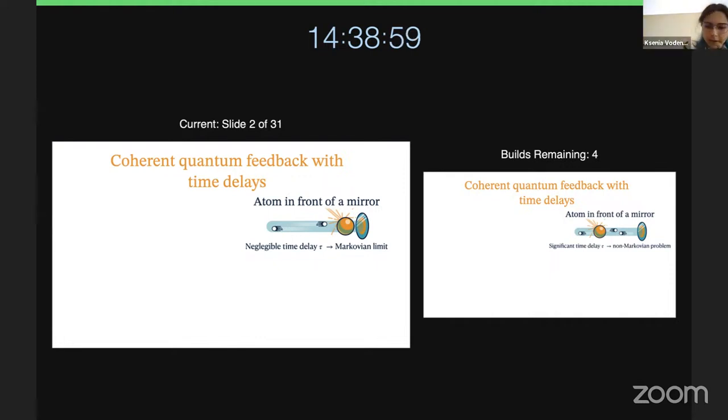Now, the situation becomes more interesting if we are dealing with a significant time delay. That is, the time delay is much larger than the intrinsic timescales of the atom. And then we have a non-Markovian problem, which is much harder to solve. And it's also interesting from the standpoint of what kind of states you can obtain with such a setup.